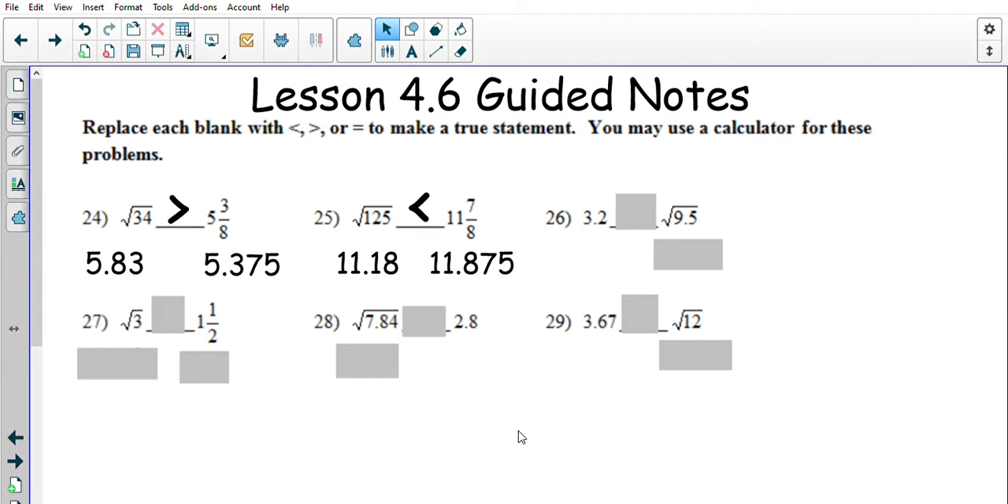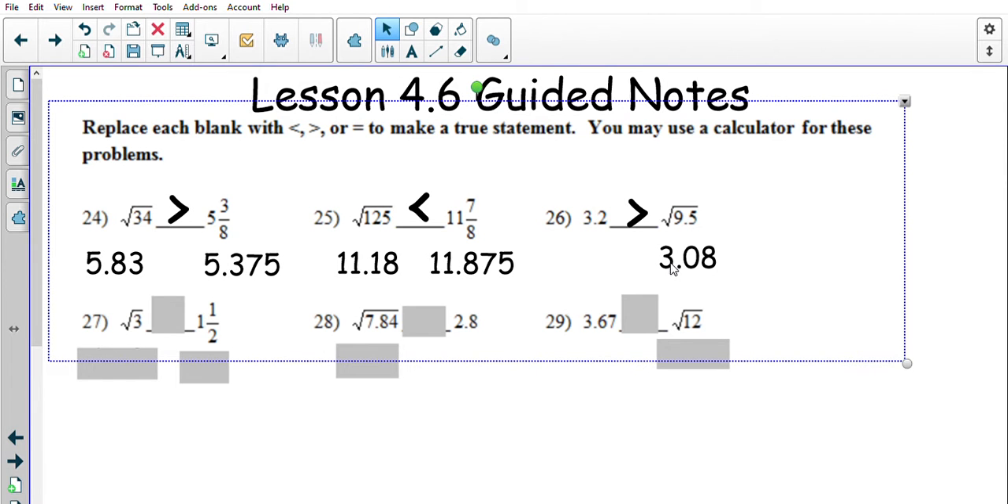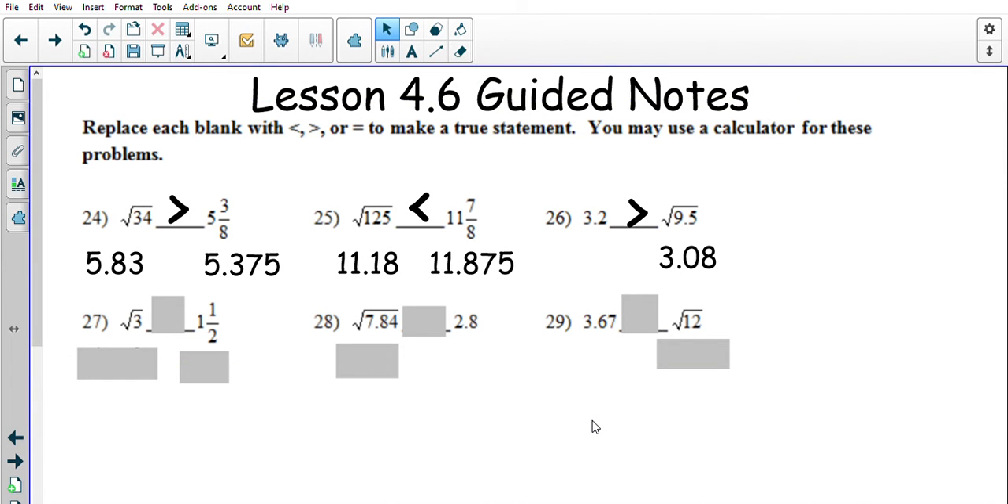Number 26, 3.2 is already a decimal, so I did the square root of 9.5 in my calculator to get about 3.08. 3.2 is greater than 3.08. So once you change them both to decimals, it's pretty easy to compare them. Number 27, the square root of 3, I plugged into my calculator to get about 1.73. 1.73 is greater than 1.5.